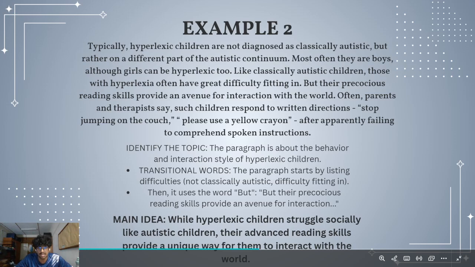As you can see, there is a "but" in this paragraph, which proves that that sentence is the main idea. "While... but their precocious reading skills provide an avenue for interaction with the world." That is the main idea. So basically, the main idea is: while hyperlexic children struggle socially like autistic children, their advanced reading skills provide a unique way for them to interact with the world.